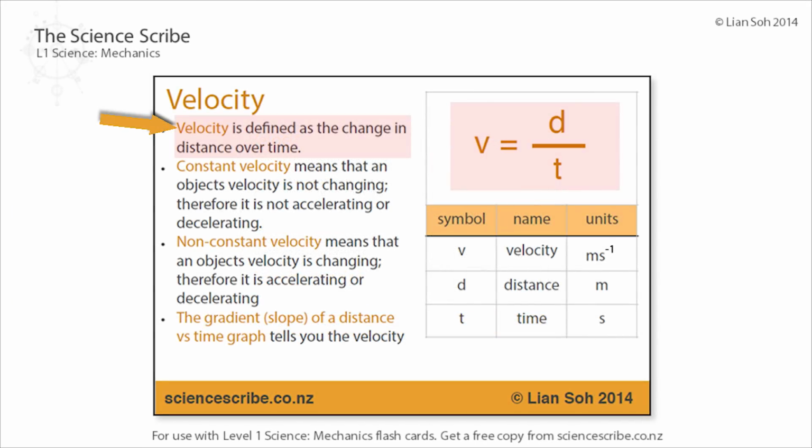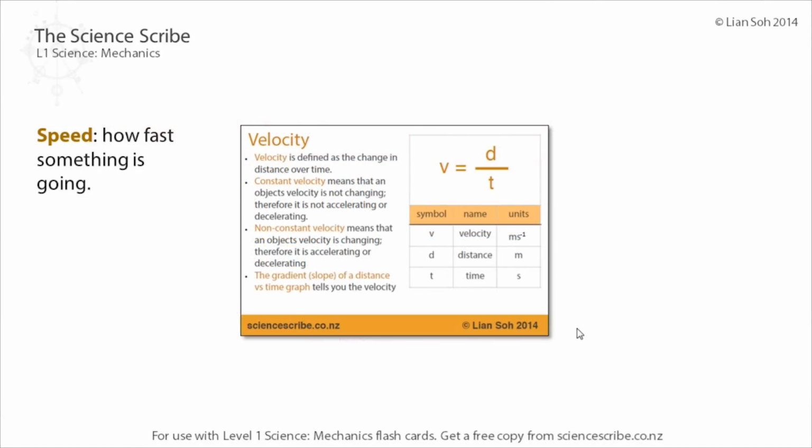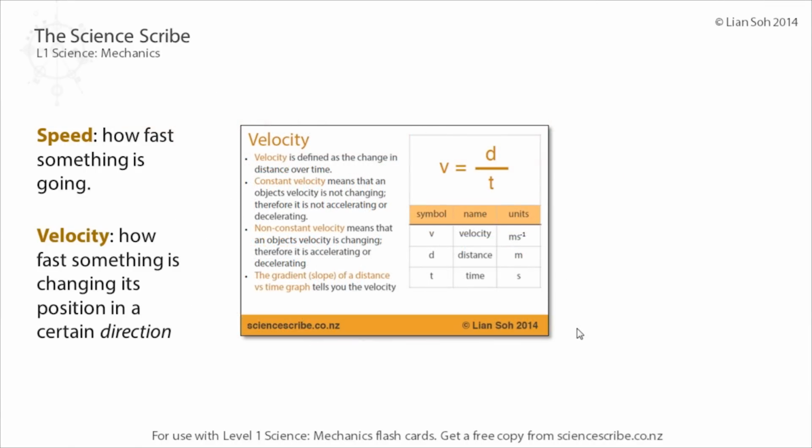During this year, you may have come across both these terms, speed and velocity. They are actually different. Speed refers to how fast something is going. Velocity technically refers to how fast something is changing its position in a certain direction. They'll stress this more in Level 2 and Level 3. If you can't wrap your head around it in Level 1, don't stress yourself over it too much.